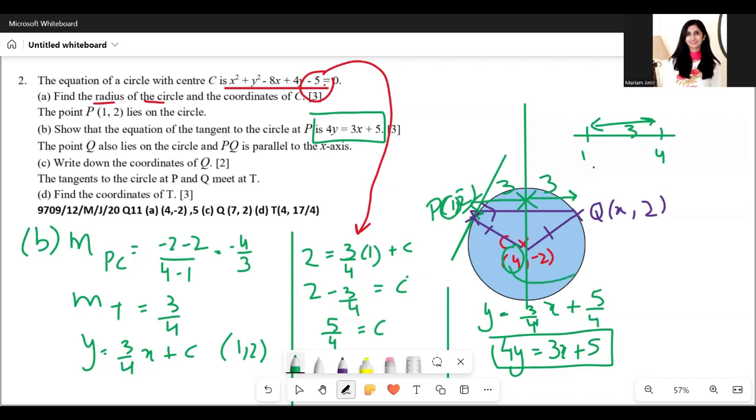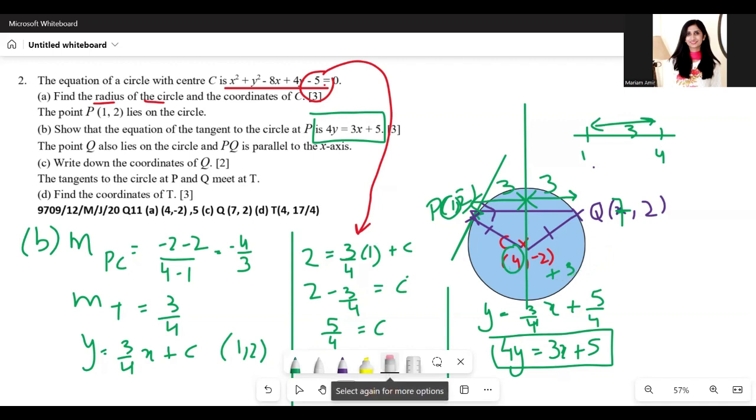Now we're going to add 3 to 4. We get a 7. So this is going to be 7, comma 2, the coordinates of Q. We did this by movement and through the isosceles triangle. Okay. So the coordinates of Q are 7, comma 2. Okay, that's done.